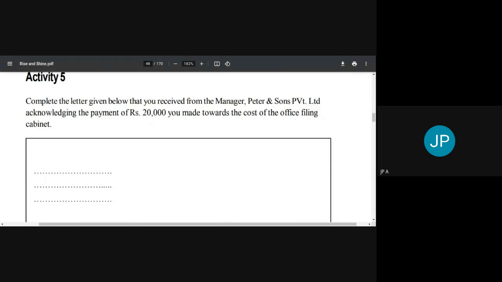That is, you have sent money to them for the cupboard. They are saying that we have received it. That is what an acknowledgement is for, saying we have received the amount. So that is called an acknowledgement letter. Okay, and a letter of acknowledgement.